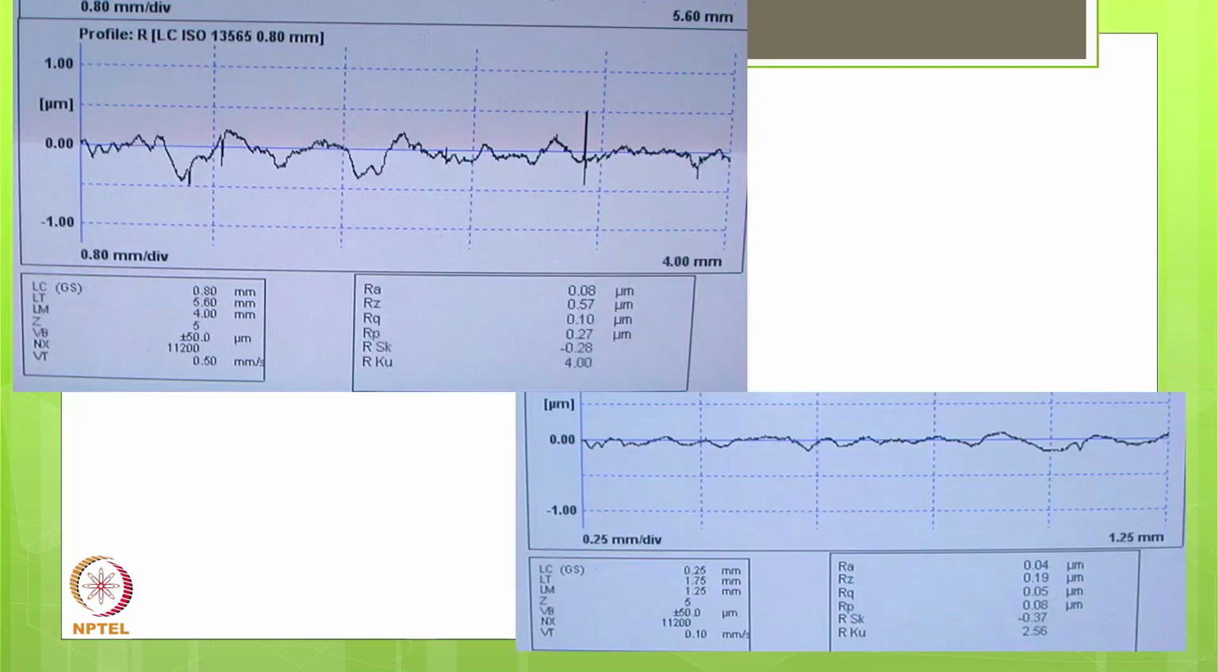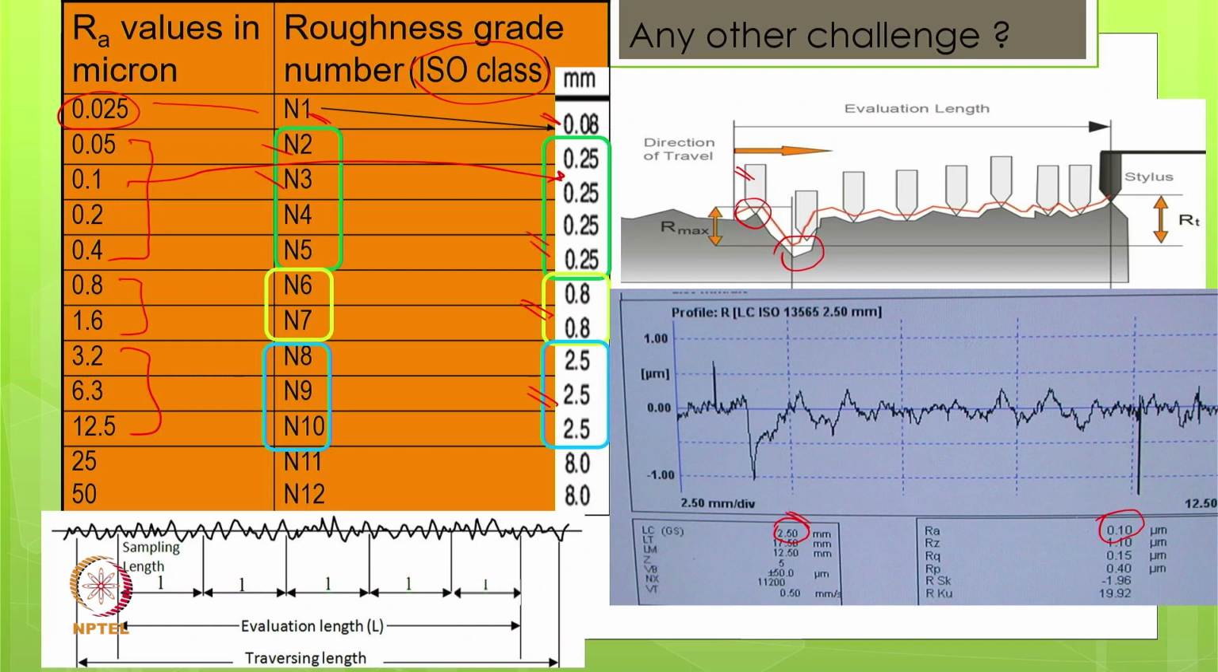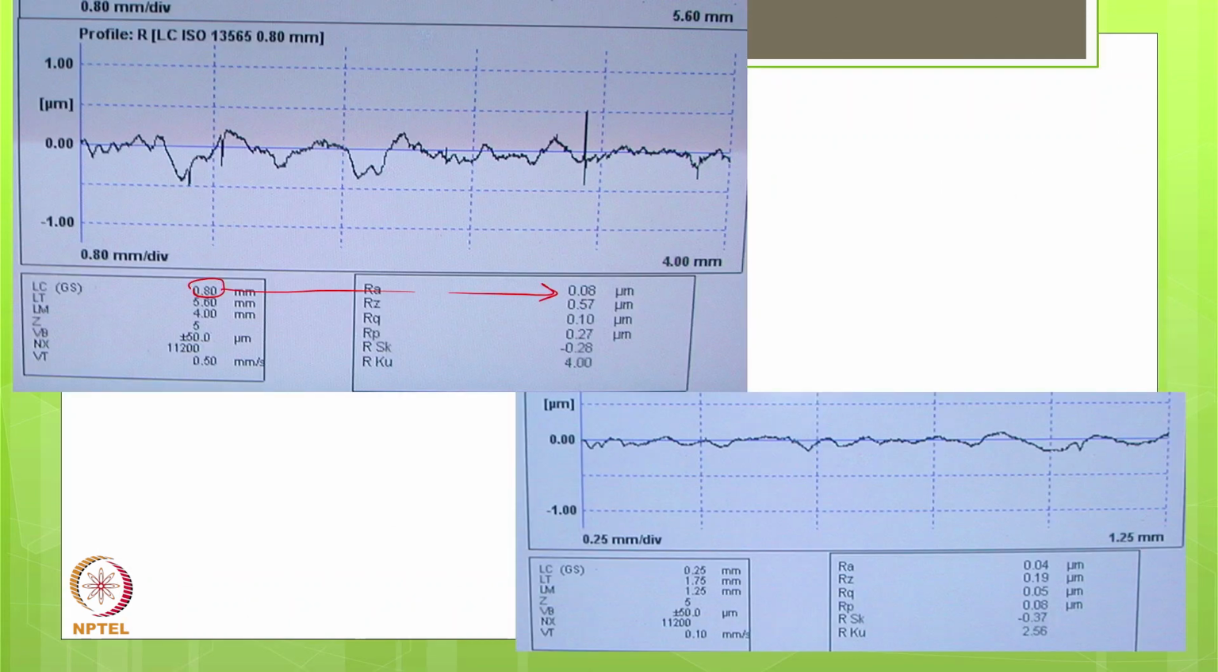Now we reduce that. Instead, we say the sampling length should be 0.8. Again we get 0.08 here. So if I go back and check, is it 0.8? It should require 0.8 here, something like that. So in this situation, the 0.08 which comes in means there is a required sampling length of 0.25. A 0.8 sampling length is not sufficient for 0.08. That's why we have finally taken 0.25 to find the roughness, and we find the roughness has changed again.